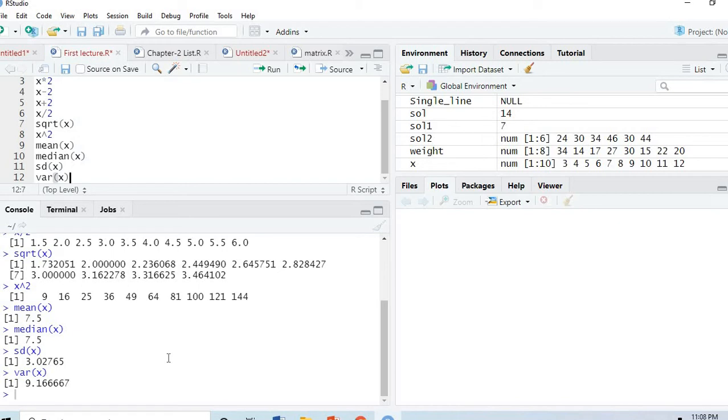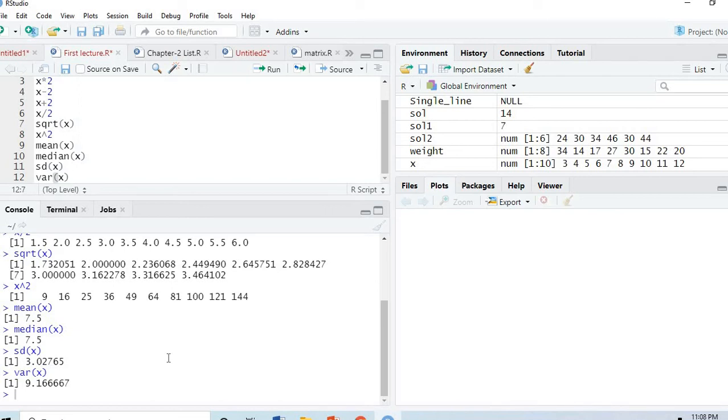So in this way you can compute the various operations related to a vector that cover basic arithmetic functions like addition, subtraction, division, multiplication, square root function, power function, and descriptive statistics functions.